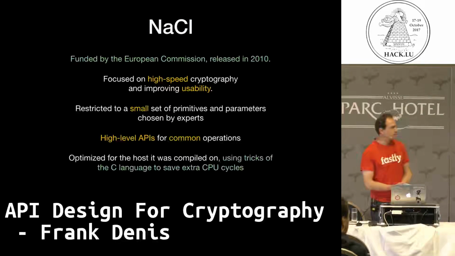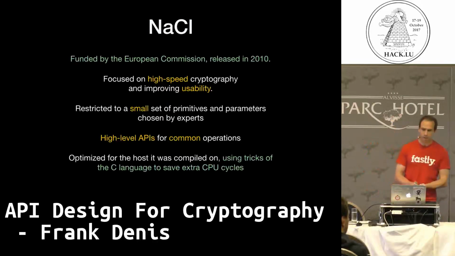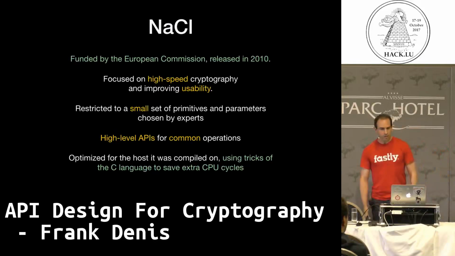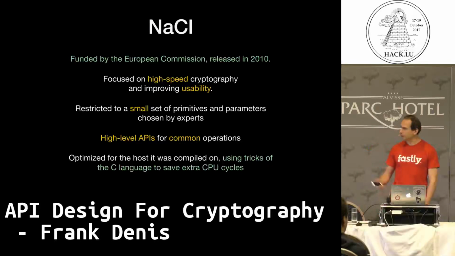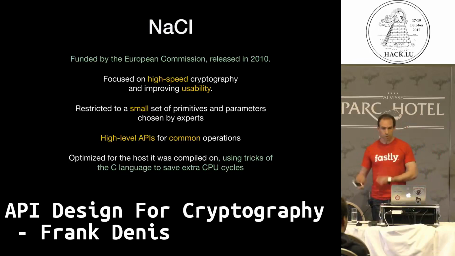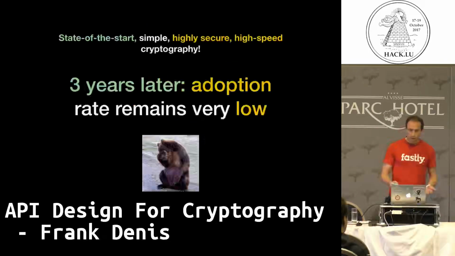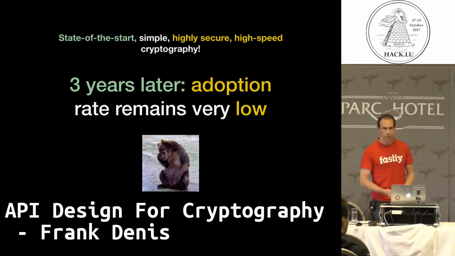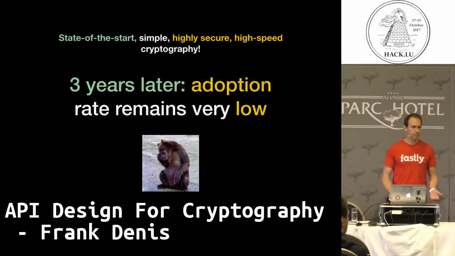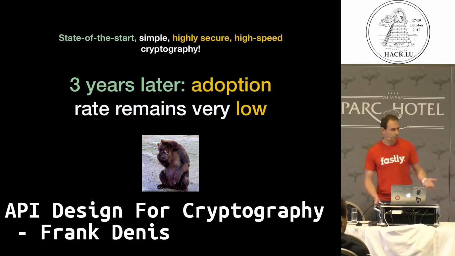All right. In 2010, there was a library called NaCl, which was quite a game changer, and it was really focused on high-speed cryptography and improving usability. Its API was really simple, hard to use the wrong way. It was designed by experts, such as Daniel Bernstein, so it was great, right? But a couple of years later, nobody was using it. Well, some projects did, but really just a couple. That's pretty sad. I mean, state-of-the-art cryptography, very easy to use, nobody's using it.